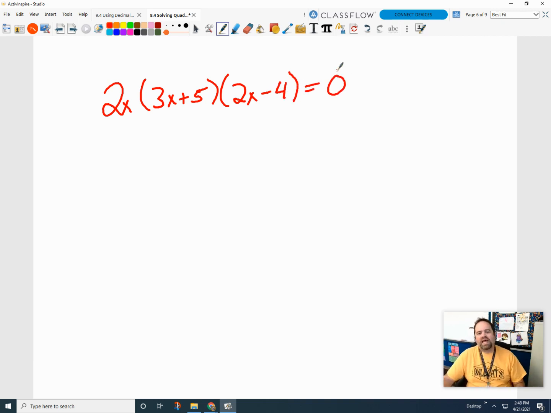So basically what's happening is you've got 3 factors here. So 3 things being multiplied together to give you 0. That means that there are 3 answers, 3 roots. Basically each factor has the potential to be what causes this thing to be 0. It's just not a binomial factor.